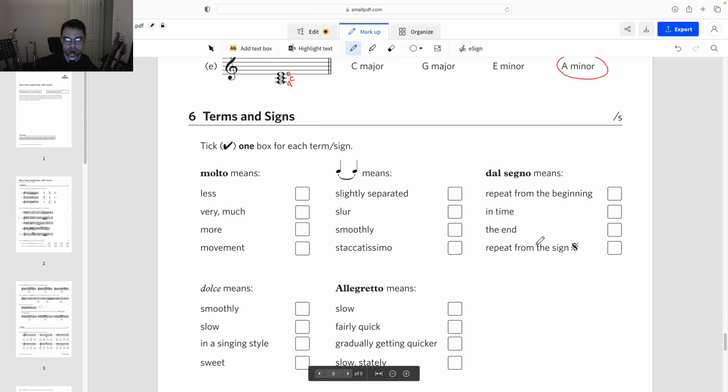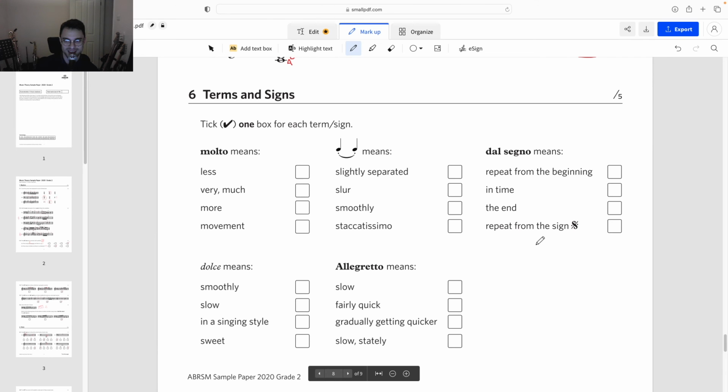All right, section 6, terms and signs. Molto. What does molto mean? Molto means very or much. It's meant to exaggerate a term that's written after it. All right, what about this one? We've got this slur, and we've got staccato. So this means slightly separated. Not quite slurred, not quite staccato.